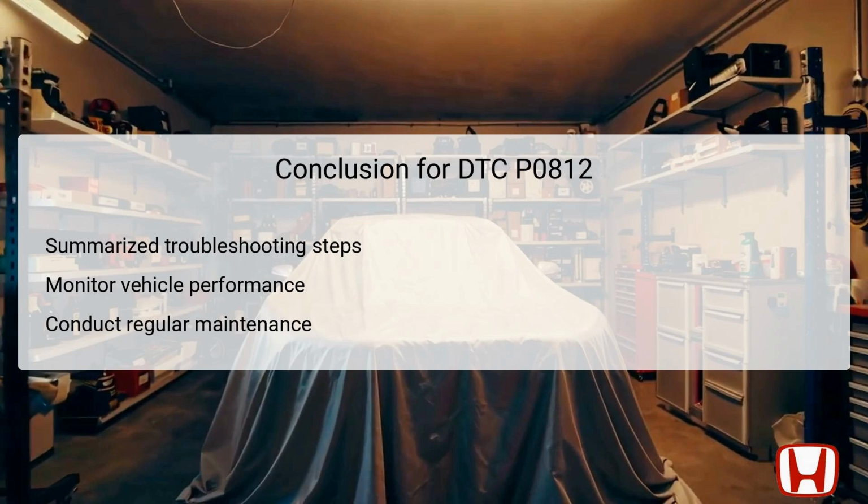In conclusion, addressing the DTC P0812 involves a series of systematic troubleshooting steps aimed at pinpointing the cause of the open circuit in the transmission range switch ATPR circuit. By following the established procedures, technicians can determine whether the issue stems from wiring faults, or a defective switch itself.